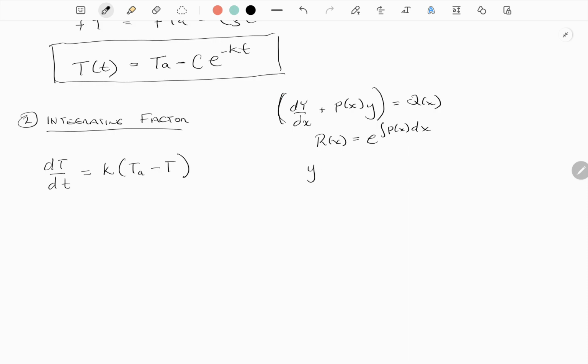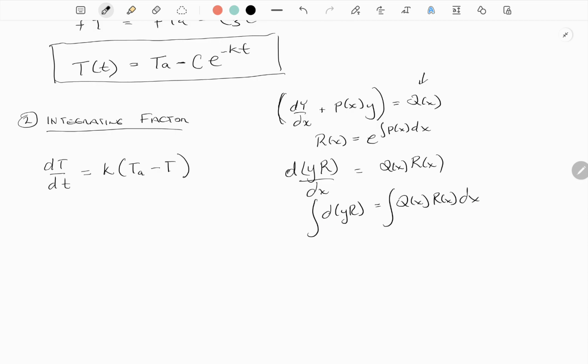It becomes d(y r)/dx, and we're just multiplying both sides by r of x. So we have q of x already on the right-hand side over here, times r of x. Okay, and then you can solve d(y r) equals q of x r of x dx, and then you can integrate both sides. That's just to remind you of the integrating factor method.